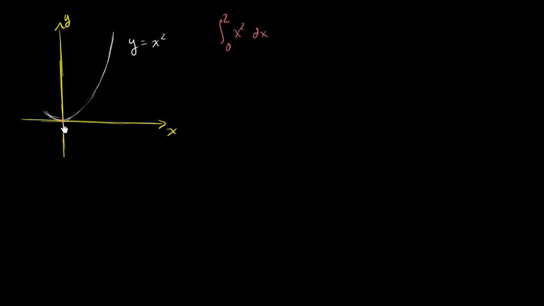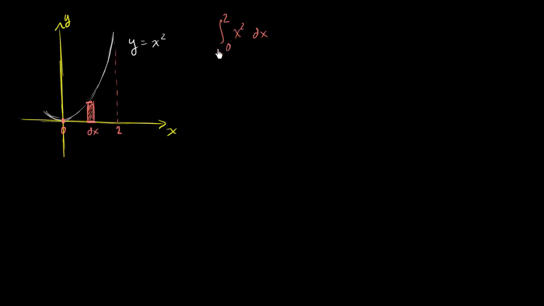Well, let's look at our endpoints. So this is x is equal to 0. Let's say that this right over here is x is equal to 2. What we're doing is for each x, we're finding a little dx around it. So this right over here is a little dx. And we're multiplying that dx times our function, times x squared. So what we're doing is we're multiplying this width times this height. The height right over here is x squared. And we're getting the area of this little rectangle.